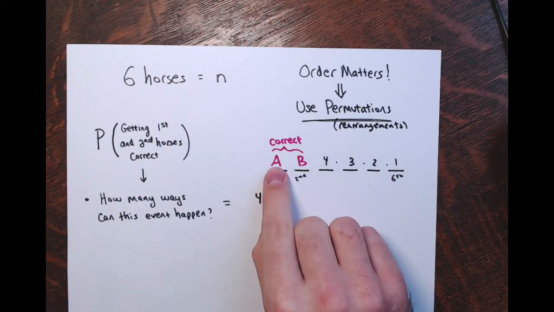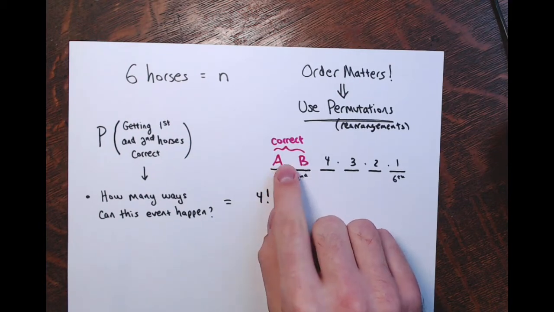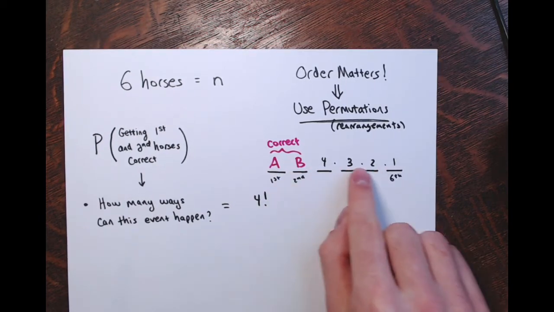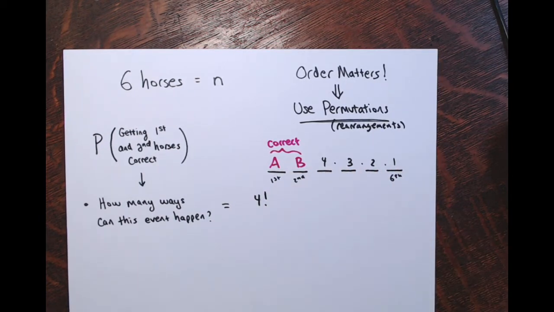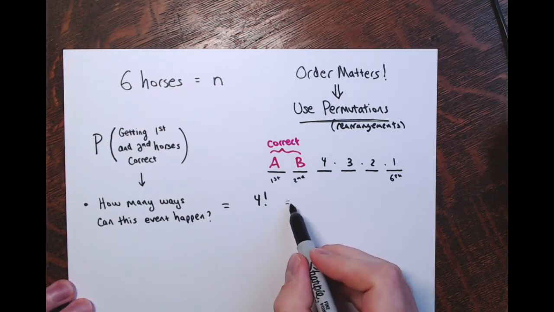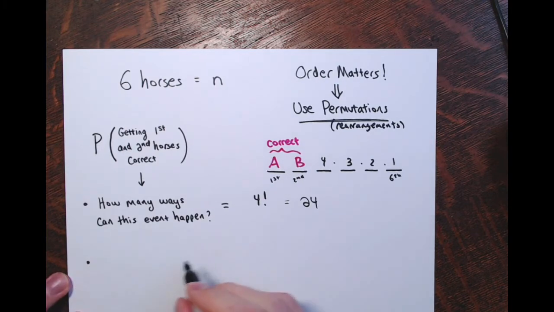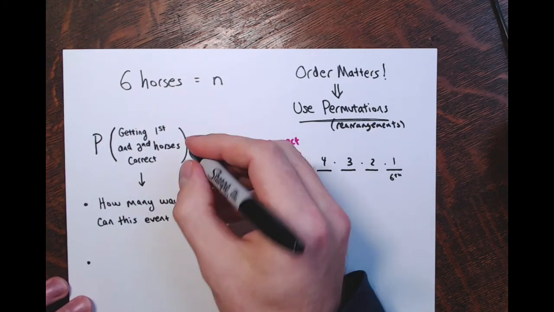Say it's horses Adam and Bob, and if Adam and Bob are here, there are 4 horses left. There are 4 factorial different ways to rearrange those. So there are 24. Right, 4 factorial is 4 times 3 times 2 times 1. It's 24 different ways that this event can happen. That'll be the numerator of my probability.